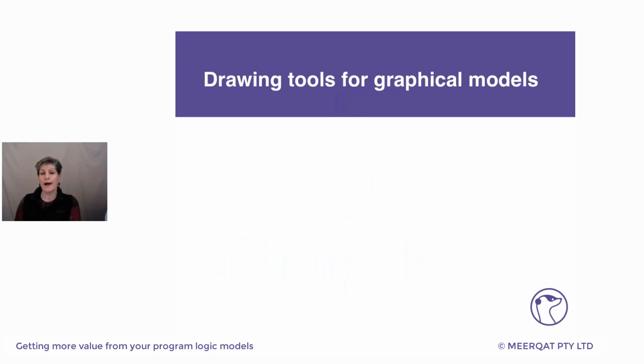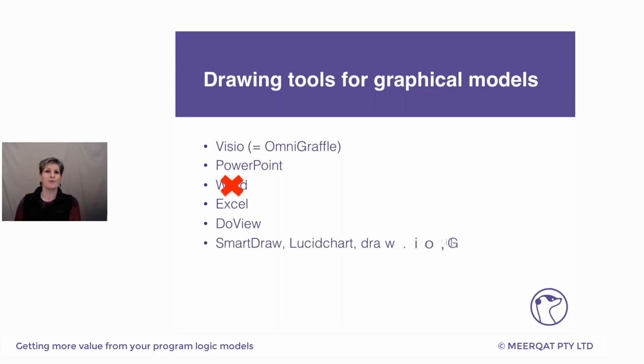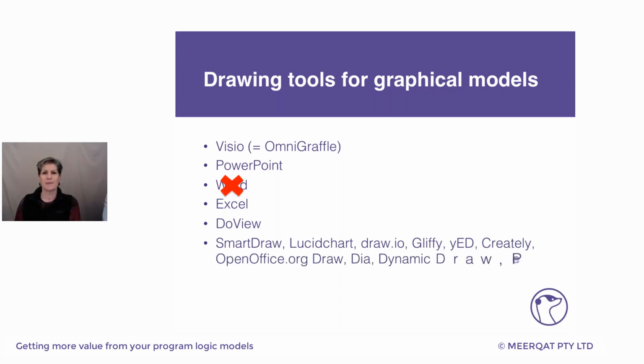Now, in terms of drawing our graphical logic models, in the early days, we used programs like Visio and also its Mac counterpart, OmniGraffle, or we used PowerPoint. You can also draw shapes in both Word and Excel, but while Excel is quite useful for this purpose, Word most definitely is not. Then some years ago, DoView came onto the scene and we moved across to using that software. And I know that a lot of people continue to use that today. And of course, now there are quite a number of online tools that you can use to draw process maps or logic models. Just Google process mapping software and there's quite a selection out there to choose from.